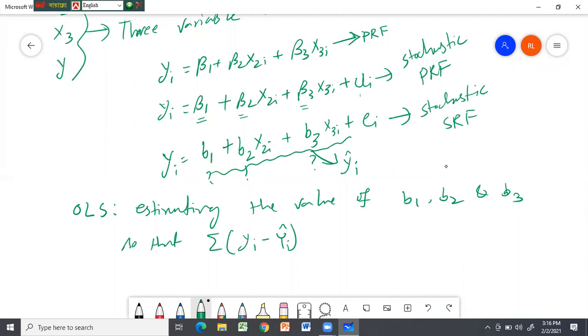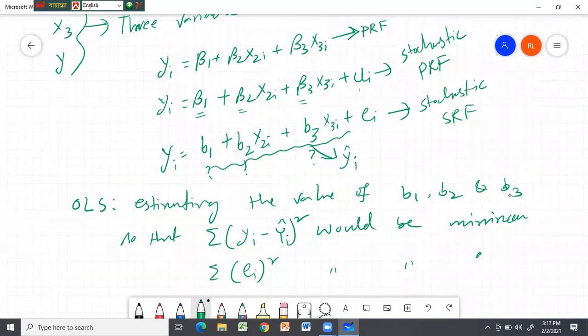So here we are estimating the values of b1, b2, and b3 in such a way that when we take the deviation between the actual y value and the estimated y value, yi minus yi hat whole square, it would be minimum. More specifically, yi minus yi hat is ei, so the summation of ei square should be minimum.